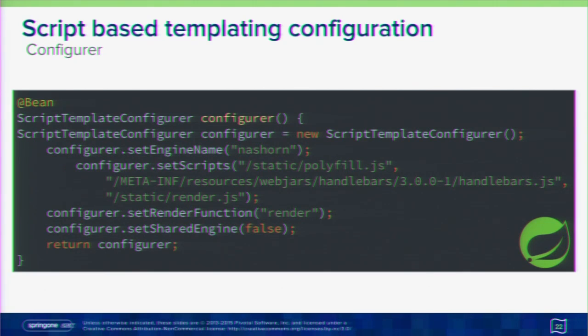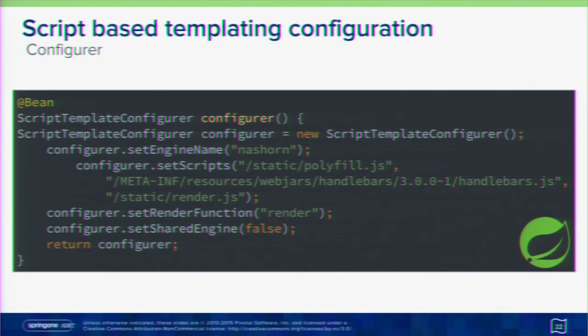That one is more interesting. So you also need to, like other view technology, create a configurer bean. So this is a script template configurer bean. This is a generic template configurer where you should specify several parameters. The first parameter is the engine to use. So in that case, you are specifying Nashorn. You also need to specify the script to load. So in that case, I specify polyfill.js, handlebars.js, and render.js. These scripts are loaded in the global JavaScript scope when you start your application.